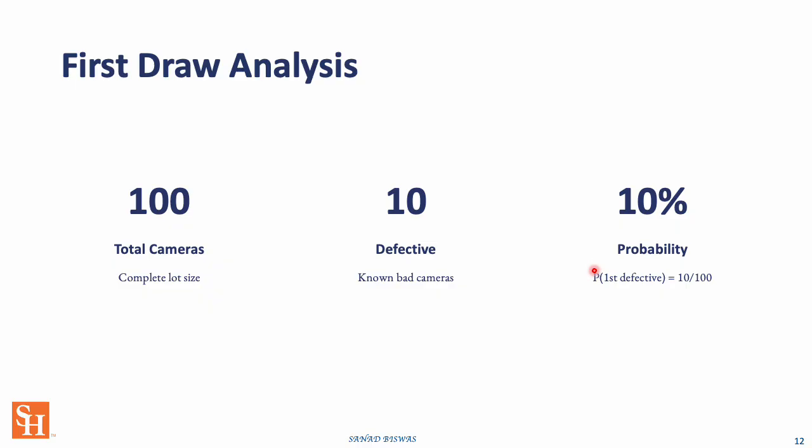Now for the first draw, what is the probability that the first one will be defective if we randomly draw one camera from these 100 cameras? It will be 10 over 100, right? Because initially we have 10 defective cameras and our total number of cameras was 100. Therefore, the probability that the first one will be defective is 10 over 100. Now in the next slide, we will see what the probability is that the second one will be defective, given that the first one is already defective, right?